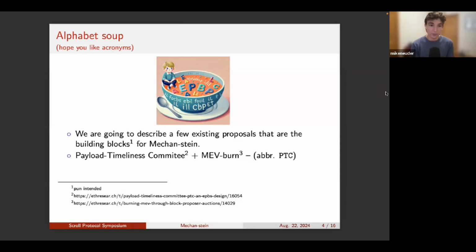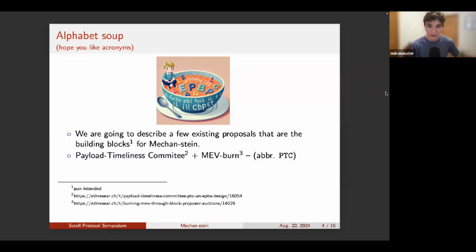So the first clump, and this is really two proposals that I put into one, is Payload Timeliness Committee and MEV burn. I just abbreviate both of these together as PTC. Payload Timeliness Committee is a historical instantiation of a much older idea, which is proposer-builder separation. And this very much fits into the model of how Ethereum blocks are built today, which is there's an auction that takes place currently through out-of-protocol software called MEV Boost. The auction sells the entire block building rights from the proposer to a set of builders. So this is very much in line with that.